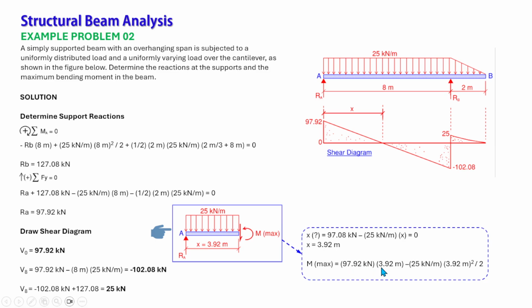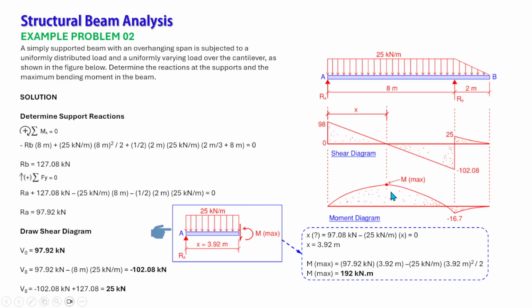So the maximum moment is equal to 97.92 times 3.92 meters minus 25 kilonewton per meter times 3.92 squared all over 2. So that is the moment by summing up moment at this point here. So this is the direct calculation. So the moment at this point is 192 kilonewton meters. So that is the maximum moment at this point here.